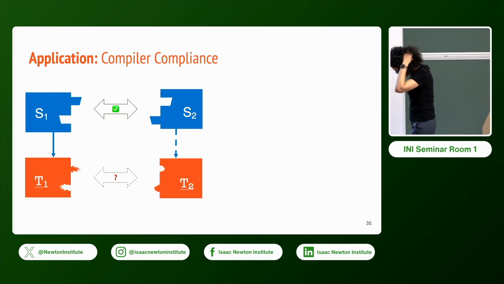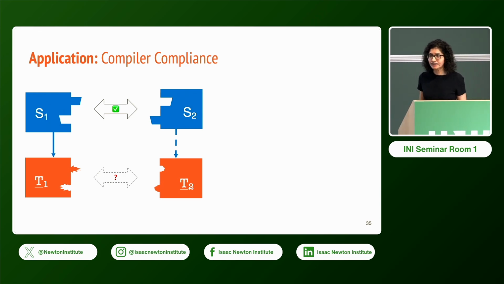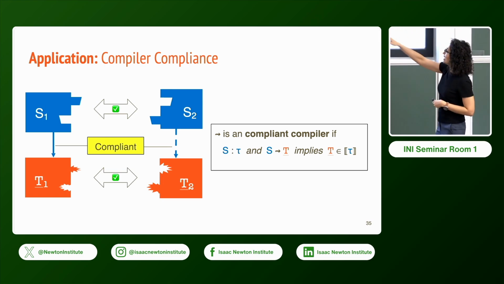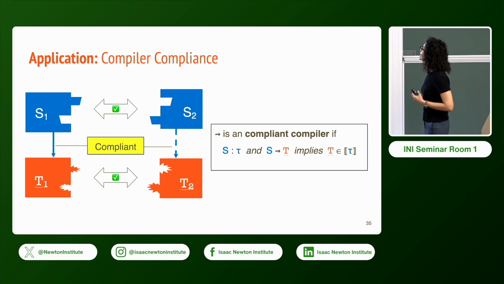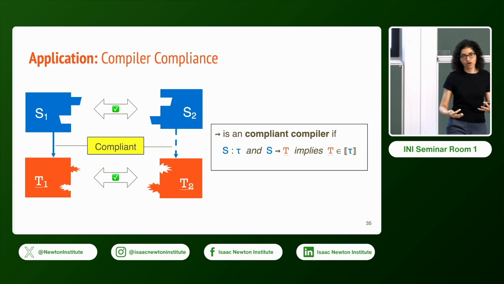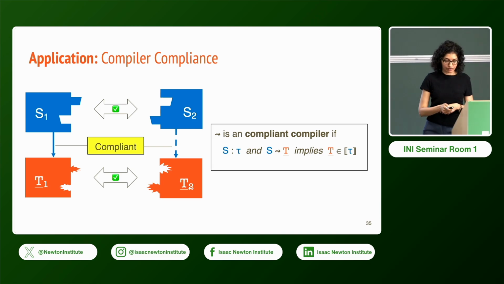Okay. Coming back to the applications, once you have ABIs specified, you can use them to do the things I was talking about at the beginning. You can take two different compilers, the solid one and the dotted one, and show that they are compliant. What does that mean? A compiler is ABI compliant if, given any source code S of type tau, when you compile S to target code T, the target code that you've produced belongs to this model of source type tau, the set of behaviors that tau allows.